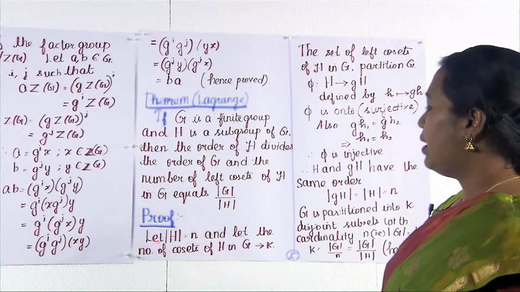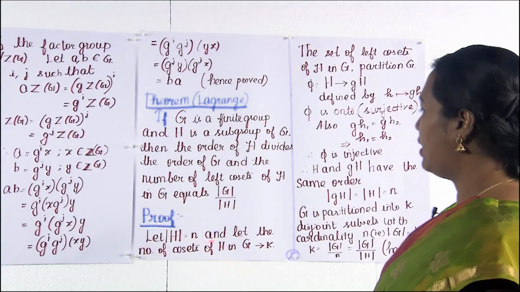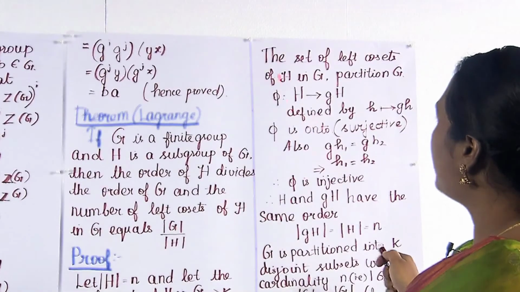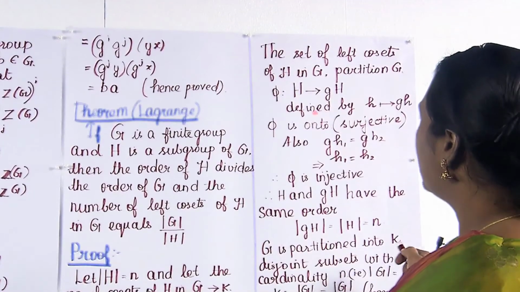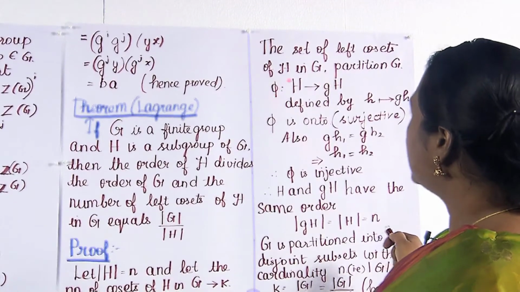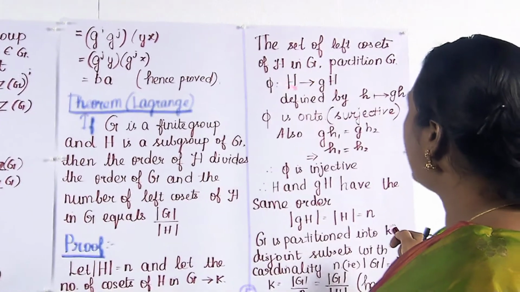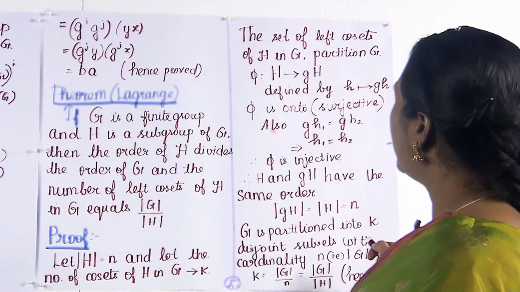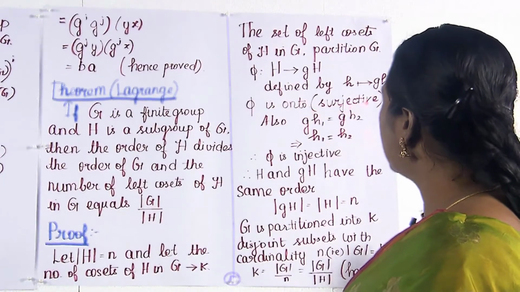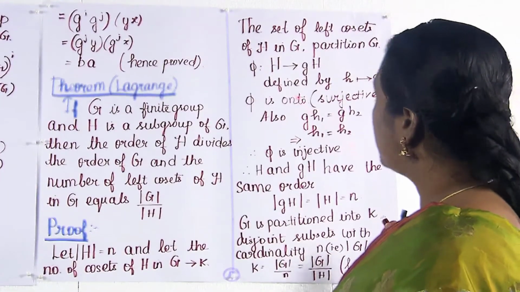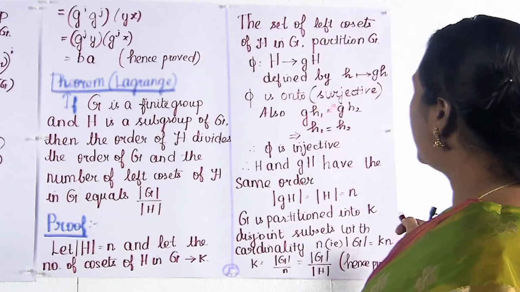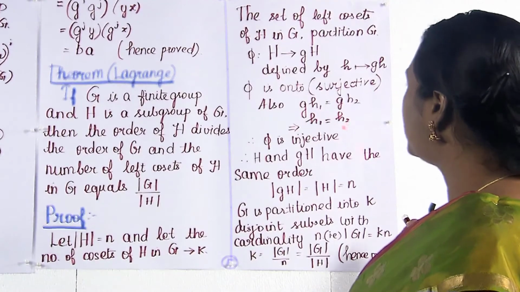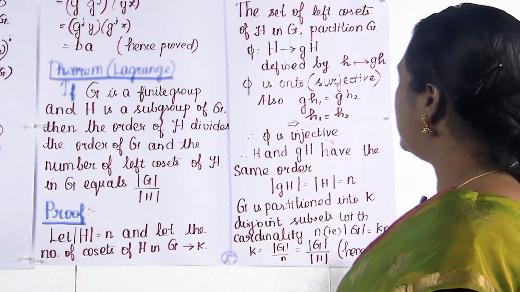So, proof: let the order of H be equal to n and let the number of cosets of H in G be k. The set of left cosets of H in G partition G. Therefore, we define a function phi from the set H to gH, defined by the element h going to gh. So, we now show that phi is onto, it is clearly surjective. Also, to prove the 1-1 property, gh1 is equal to gh2. So, when you do left cancellation, it becomes h1 is equal to h2 and this proves that phi is injective.